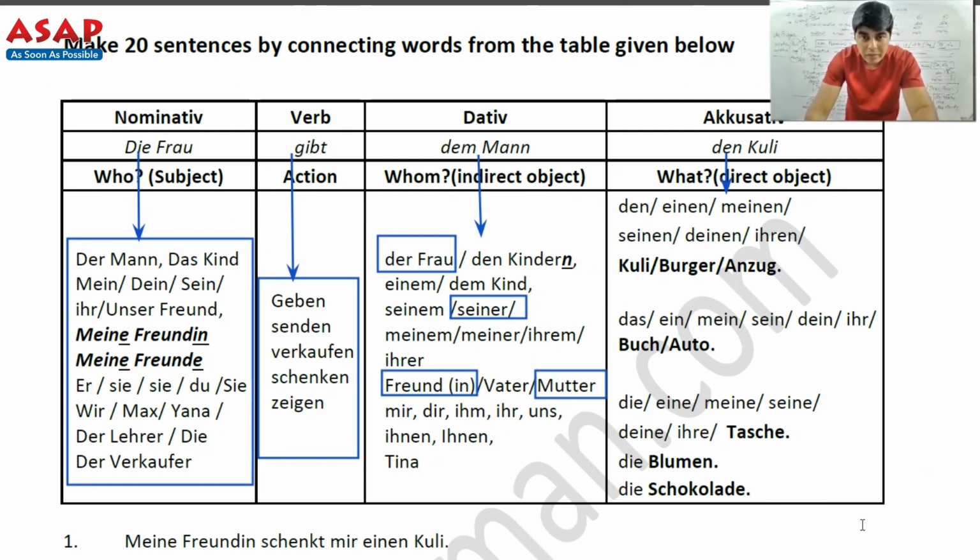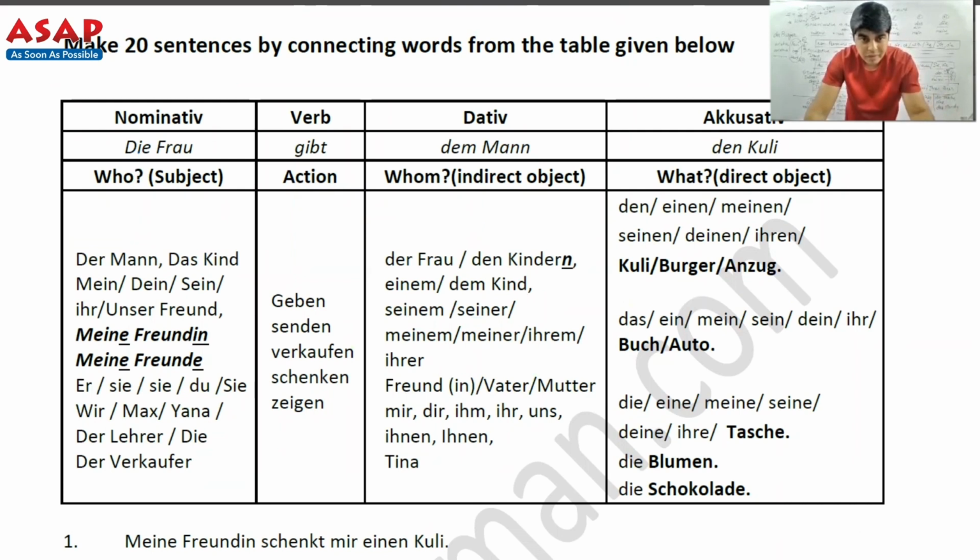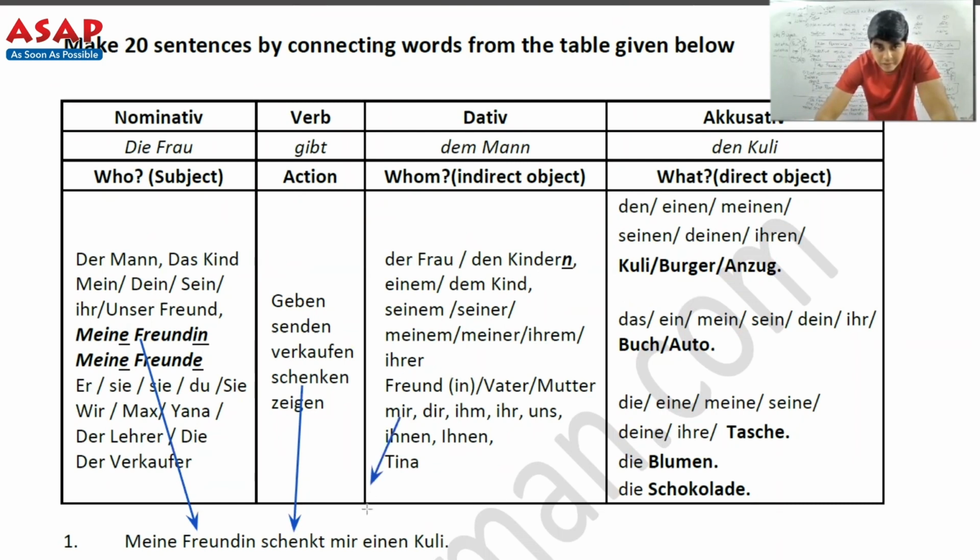So now let's frame one sentence. Meine Freundin. I'm taking this here. Meine Freundin schenkt. Schenken means to gift. Schenkt mir means I want to say my girlfriend gifts me einen Kuli. So I have used here a possessive pronoun, meine, and then a dative pronoun and an unbestimmter article in accusative. Got it?